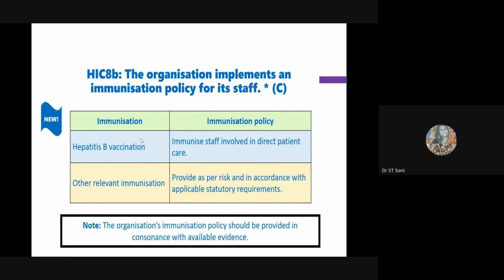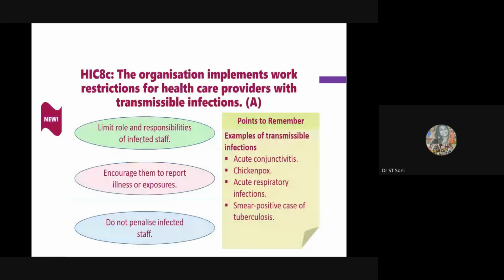So the hospital should have an immunization policy and should have the minimum hepatitis B vaccination for the kitchen worker, the typhoid vaccination, and the tetanus vaccination. These are the minimum essentials supposed to be given to any of the healthcare professionals, including the outsourced staff also.